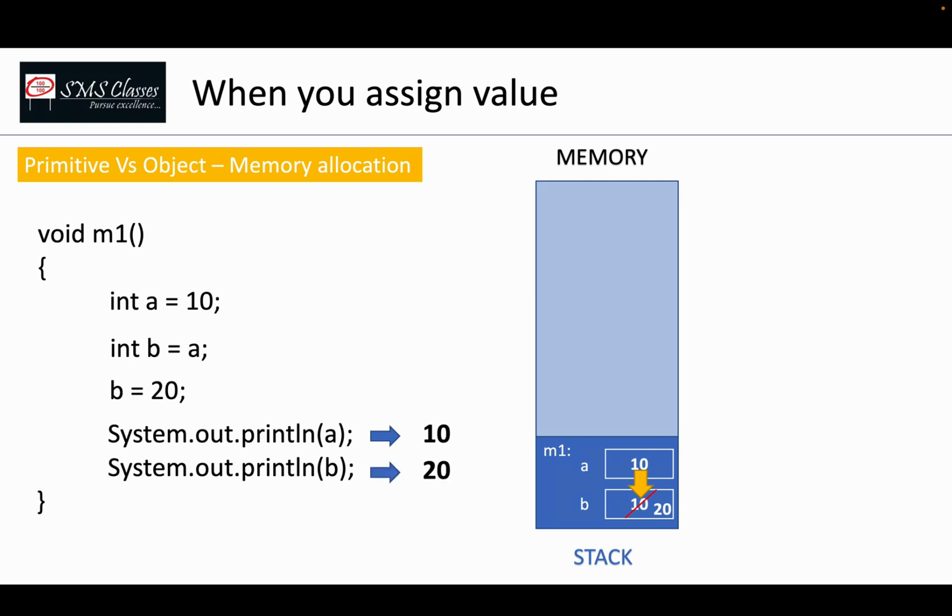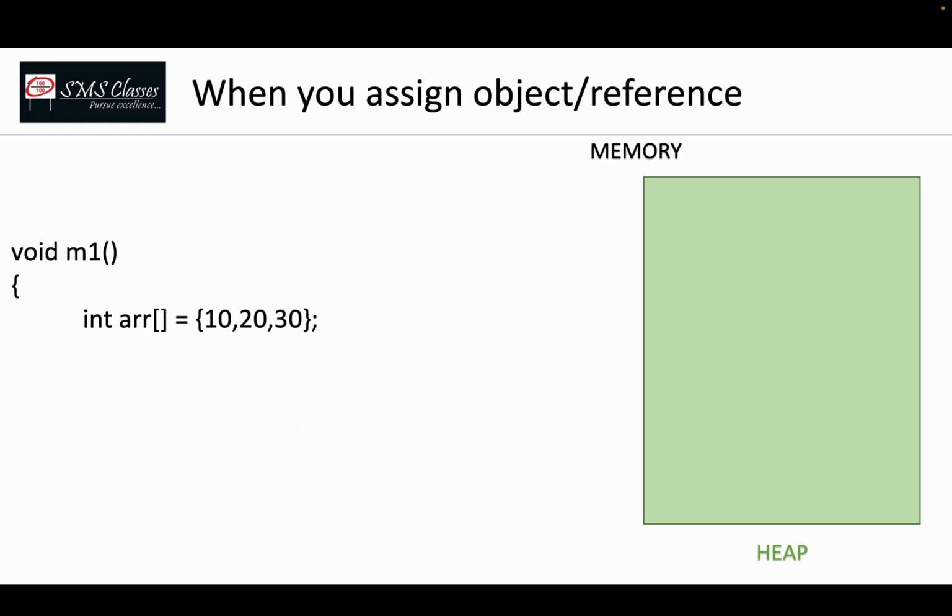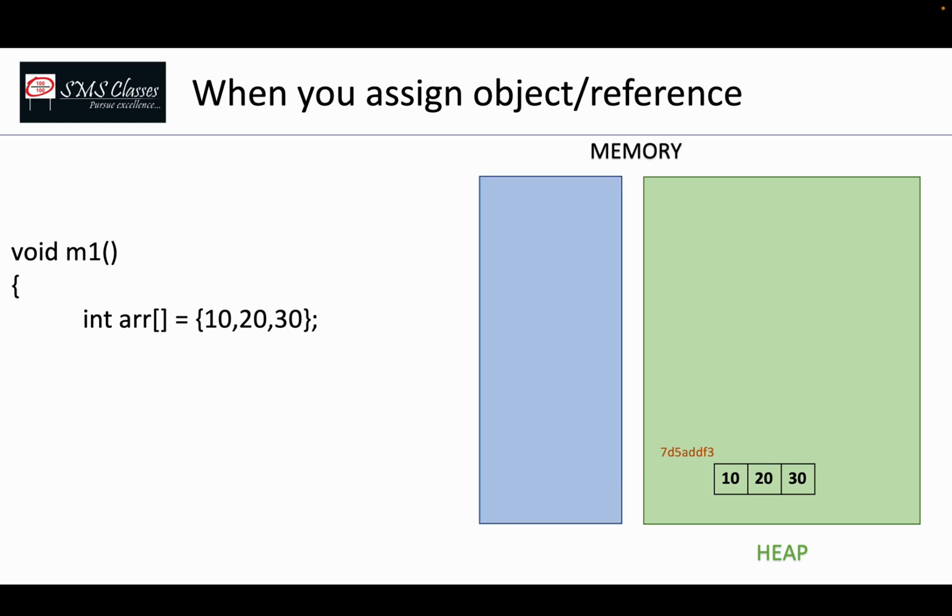Now let's do the same in objects. So I took an array as an example again. So ARR has the reference to 10, 20, 30. Now I take another variable b and I'm copying ARR in that. So what gets copied here is the reference getting copied, not 10, 20, 30. So b also gets the same reference.